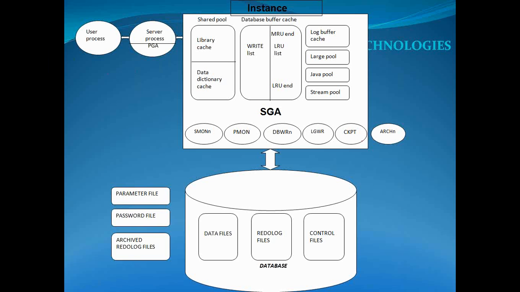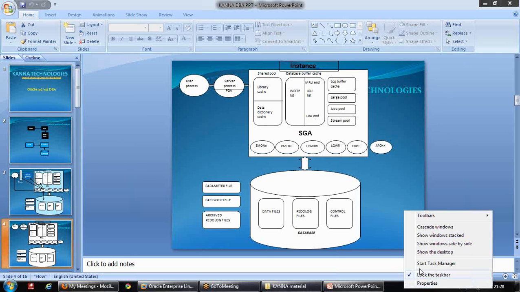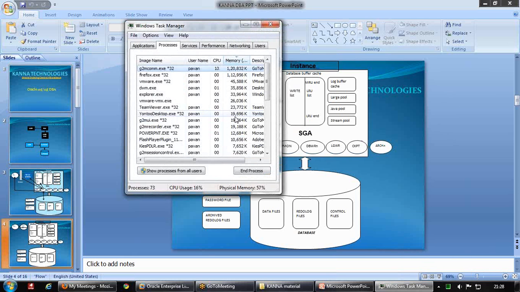So what exactly is a PGA? Before going into that, I want to show you one point. Every process that you run in the system will take some CPU and memory. I hope everybody can see my screen now. As you can see here, there are some processes listed, and all of these are consuming some CPU and memory. Of course, some processes may not consume CPU; they will take only memory, depending on the functionality, and some processes will take both.